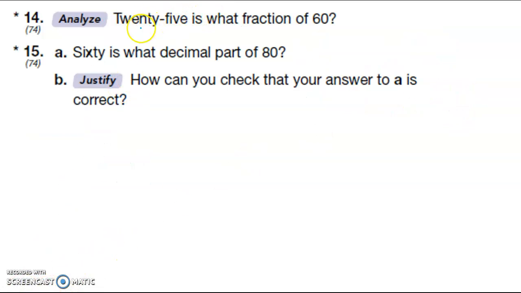Alright, 25 is what fraction of 60? Okay, so I'm going to use my is over of here. My of is closest to my 60. My is closest to my 25. So I have 25 over 60, and we're going to have to reduce. So let's divide by 5. I get 5 over 12, and that's my answer.